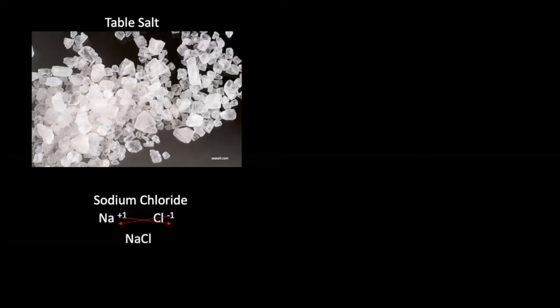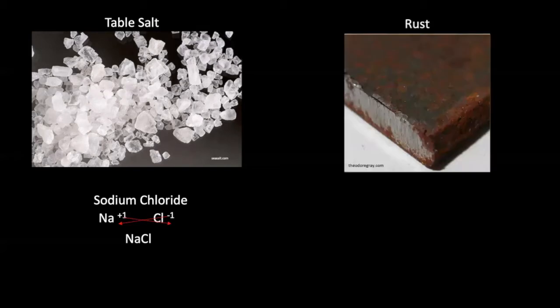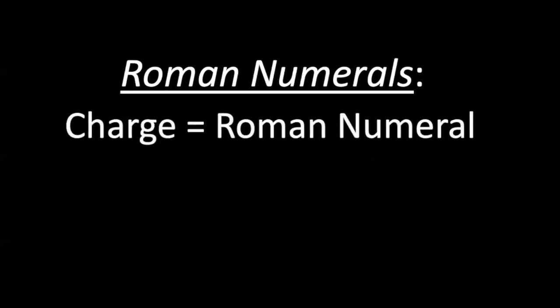Now, let's do the same for a compound that contains a transition metal. Here's rust, which is an iron oxide compound. But if you recall from earlier, iron can have a charge of +2 or +3. So how do we know which one it is? Well, when you are given a transition metal, you will know its charge by its Roman numeral. If there's one big takeaway from today, it's that the charge of an ion equals the Roman numeral that follows the element's name.